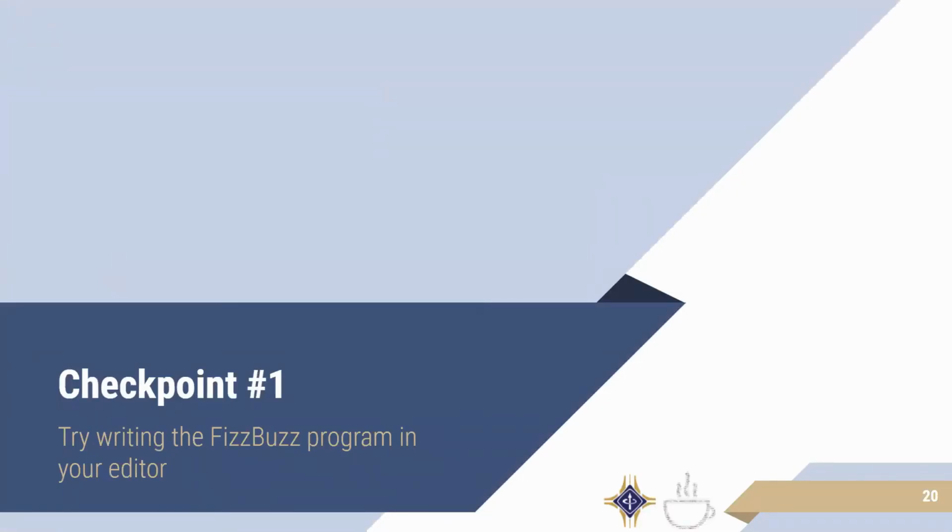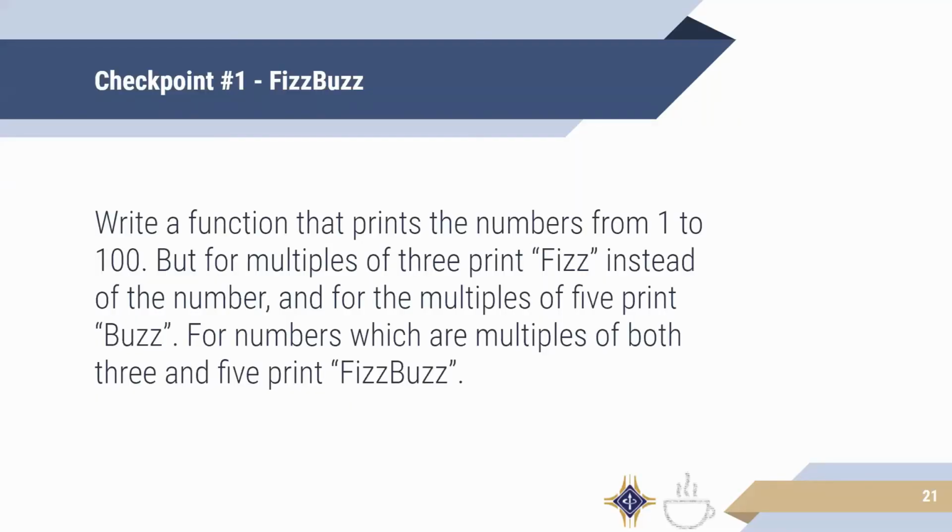Okay. We're going to have our first checkpoint, I believe, of 3 today, or 2 maybe. The task for you all is to try and write the FizzBuzz program in your editor. If you have no idea what FizzBuzz is, it's a very common programming question that's used in interviews around the world, basically, to make sure that people know how to code. And here are the instructions. Write a function that prints the numbers between 1 and 100. For multiples of 3, though, print the word fizz instead of the number. And for multiples of 5, print the word buzz instead of the number. If a number is both a multiple of 3 and a multiple of 5, print the word FizzBuzz. We'll give you guys about 20 minutes to work on that. If you have any questions, please let me know. I will be walking around making sure everyone has an idea of what they're doing.